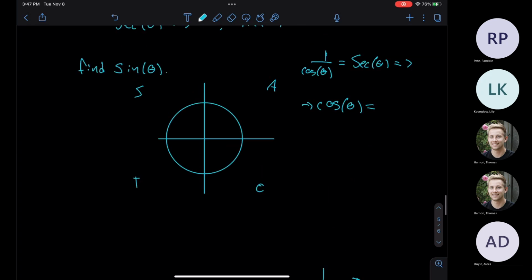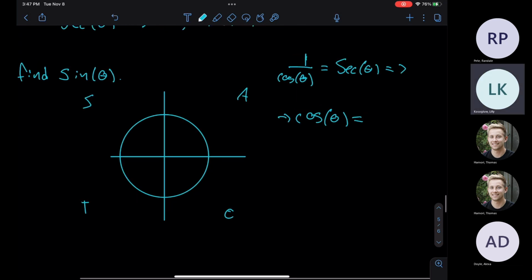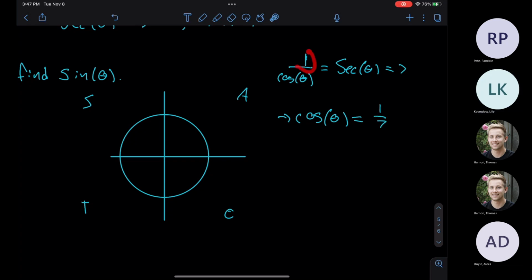So if 1 divided by cosine of theta is 7, then cosine of theta must be 1/7. Yes, 1/7. Because if you divide 1 by 1/7, that's the same as multiplying by the reciprocal, right? The reciprocal of 1/7 would be 7. So that's how we get cosine theta.